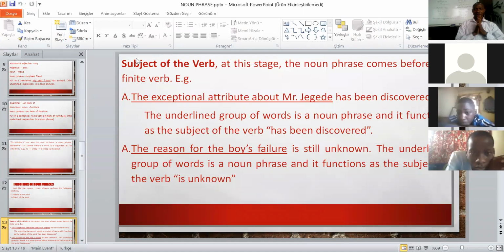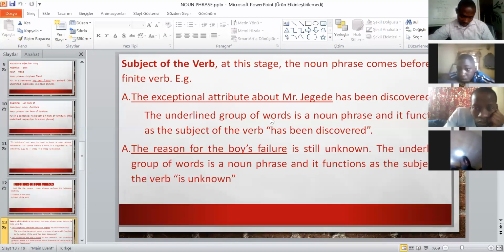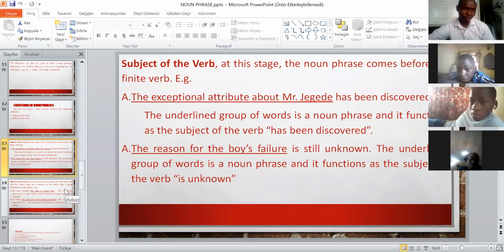The second one, the reason for the boy's failure is still unknown. This is also a noun phrase and it functions as subject of the verb is. It means that whenever we have a noun phrase coming before the finite verb, we take it to be the subject of the verb. Is that clear? Then we have the second one, which is object of the verb.